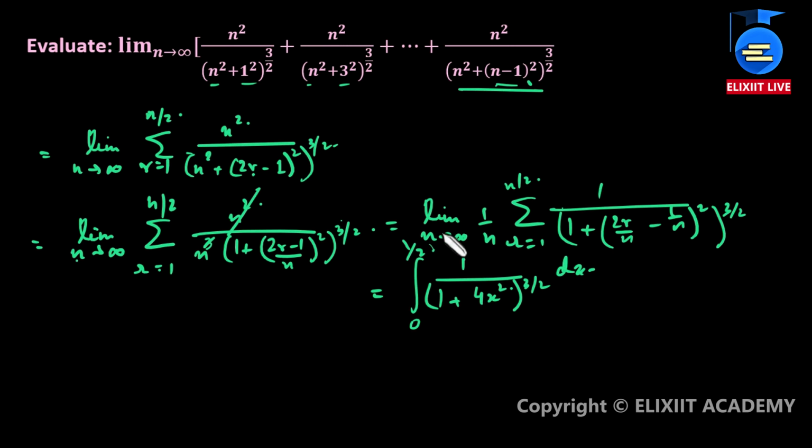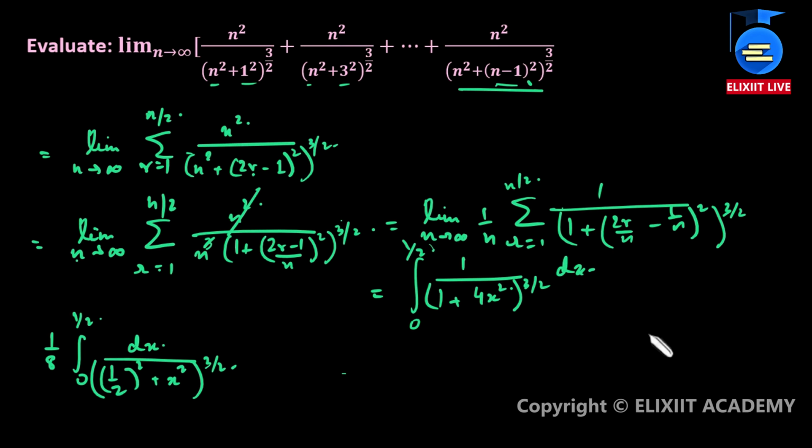Now we are asked to solve this integration. How do we solve it? We have 1 plus 4x square. What we can do is take out this 4, which is 2 square, so we have 2 cube, so 8 will come out. So this is integration, you take out 8 common, 1 by 8, 0 to half dx upon half square plus x square whole to the power 3 by 2.